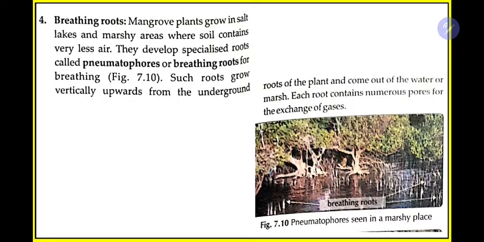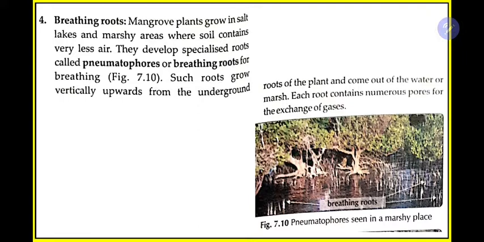So moving to the next, breathing roots. I guess most of the places you will find these roots in West Bengal. West Bengal is very famous for these mangroves. In our Silchar locality also, if you go near Chatla, you will find some mangroves. So breathing roots: mangrove plants grow in salt lakes and marshy areas where the soil contains very little air. These breathing roots are mainly found in mangrove plants.